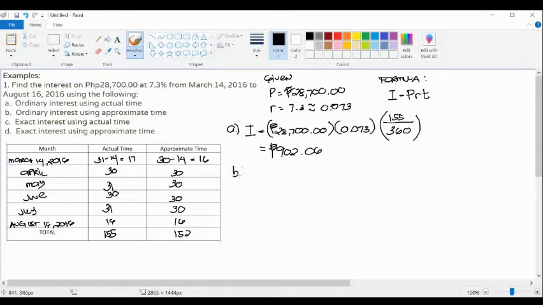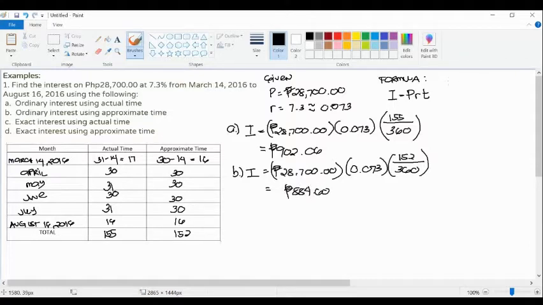Okay? Next, let's have ordinary interest using approximate time. So same, 28,700 multiplied by your rate. So for this one, we're going to use 152 divided by 360. Okay? So it will give us a product of 884 pesos and 60 cents.